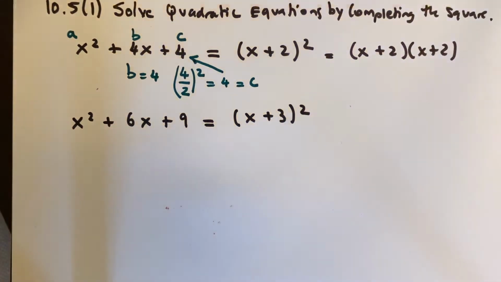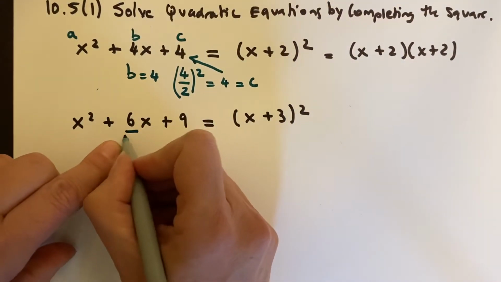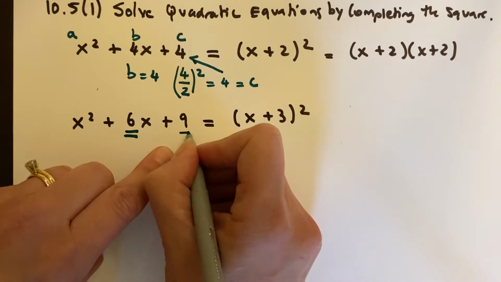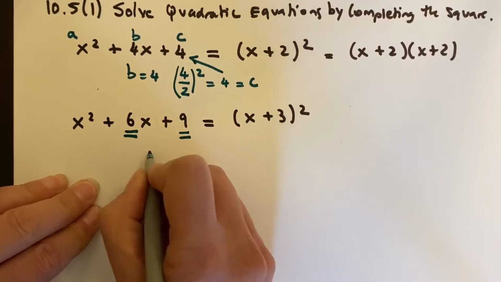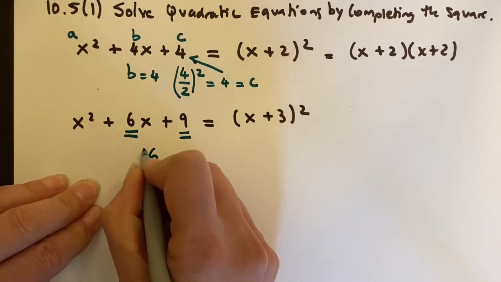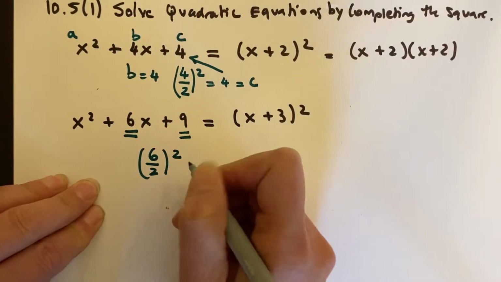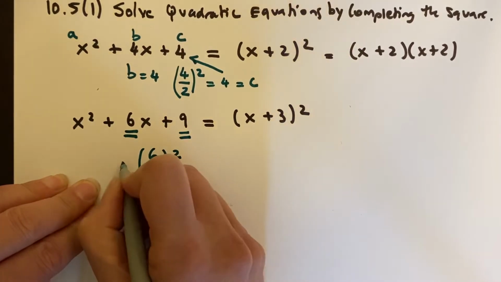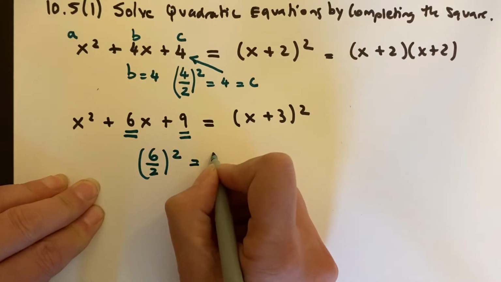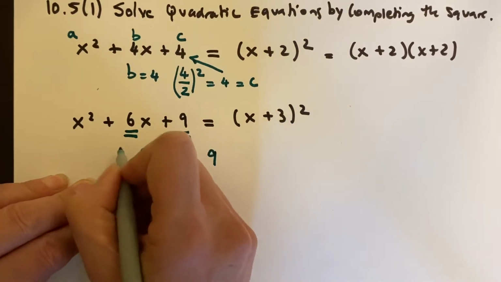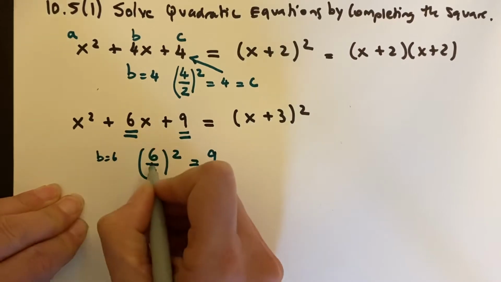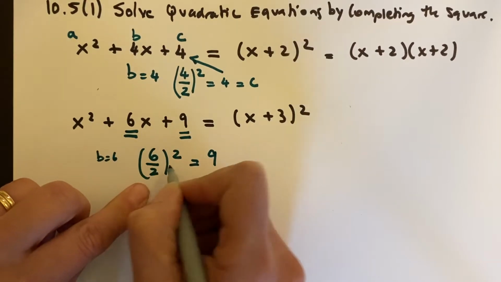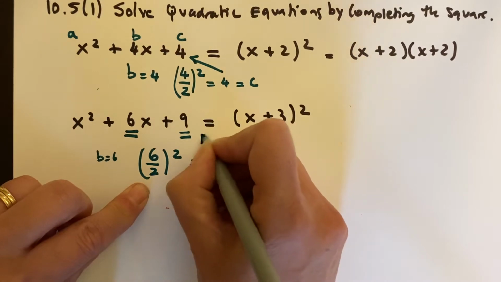I'm not using it to solve, I'm using it just to show you the relationship between this number b and this number c. If I take this number, 6, I divide by 2, and I square it, I get 9, right? So I have b equals 6. I'm going to take 6, divide by 2, square, I get 9, which is c.